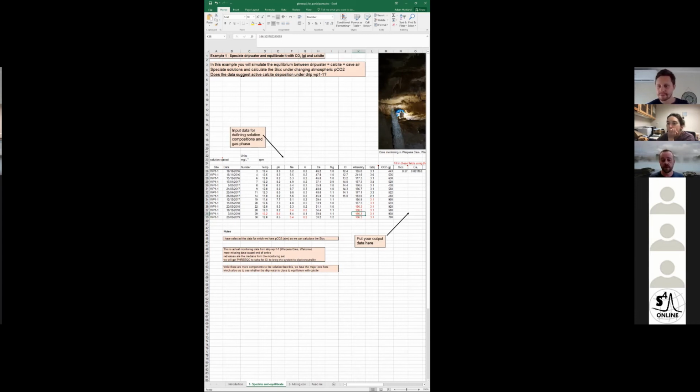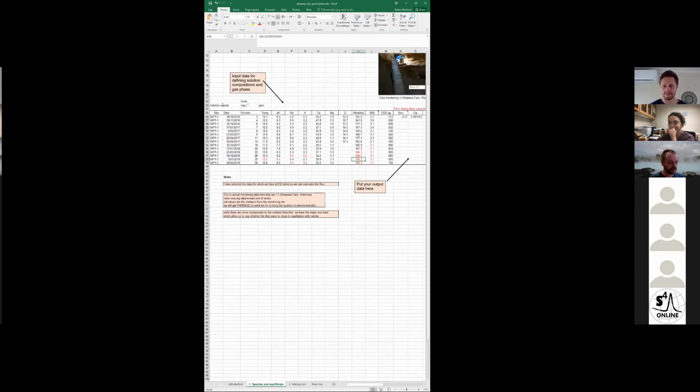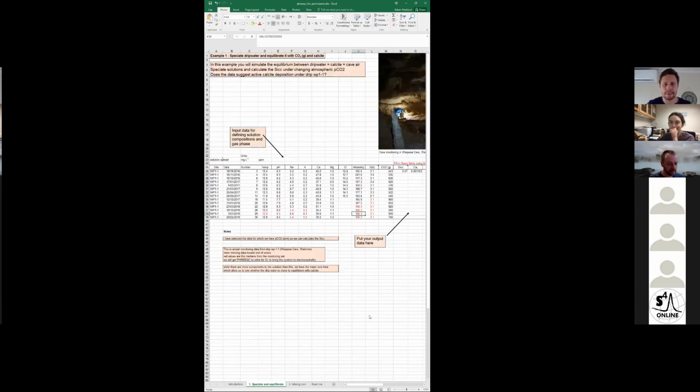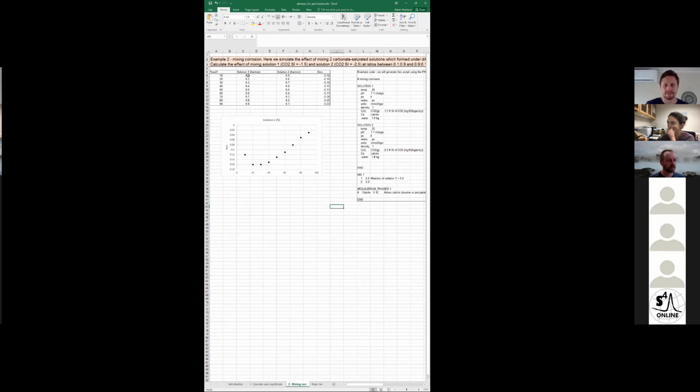So let me bring it back to, you should all still see my spreadsheet, hopefully. Right, so example 2 is mixing corrosion. I thought that might be something that would be worthwhile looking at.